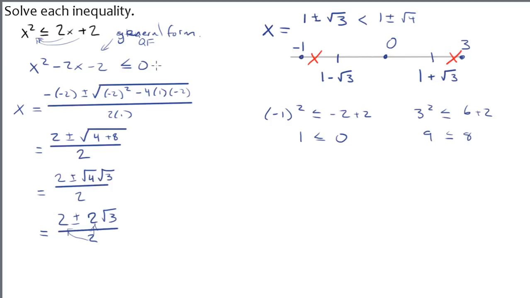Alright, so it looks like we've gotten the false stuff out of the way. Let's hope here: 0 squared is less than or equal to 0 plus 2. 0 is less than or equal to 2. Hey, that's correct. And since this is less than or equal to, that's going to influence our solution and give us hard brackets. So this is going to be 1 minus the square root of 3, comma 1 plus the square root of 3. That's where our solution is.